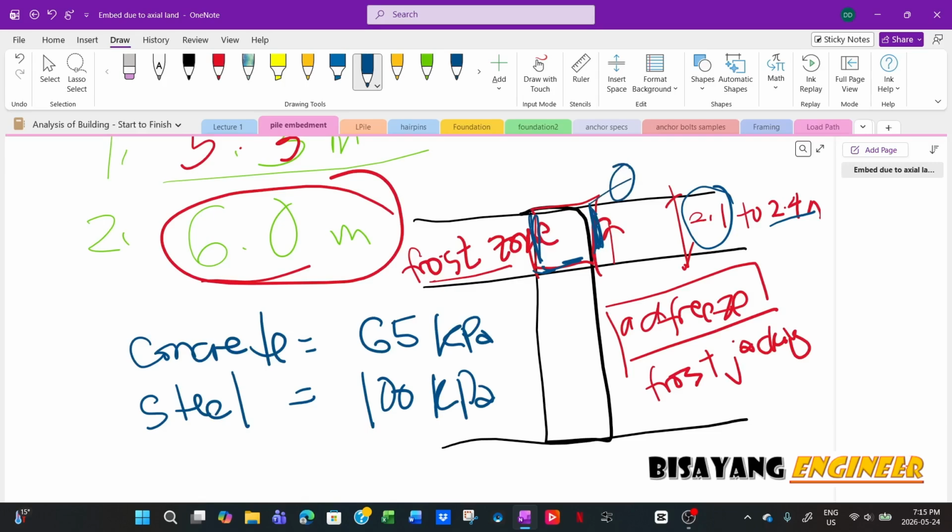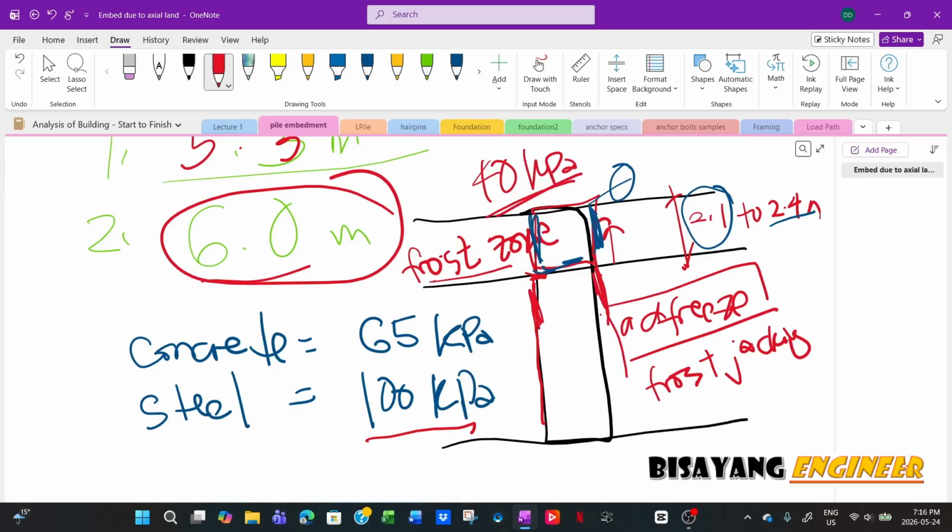Now, your actual or final capacity would be any skin friction or shaft adhesion below the frost zone. For the sake of discussion, say you're using a steel pile which is 100 kPa, and your skin friction is, say, 40 kPa. So this is your skin friction right here.